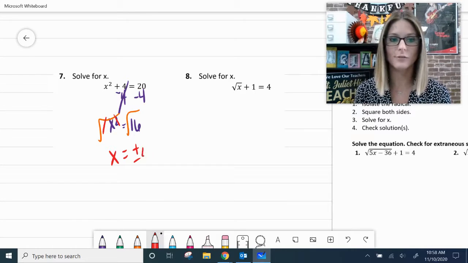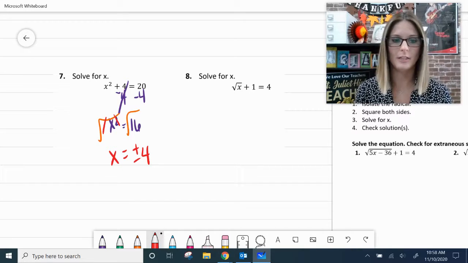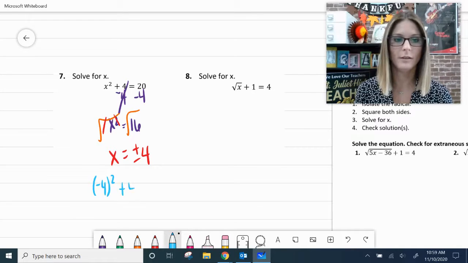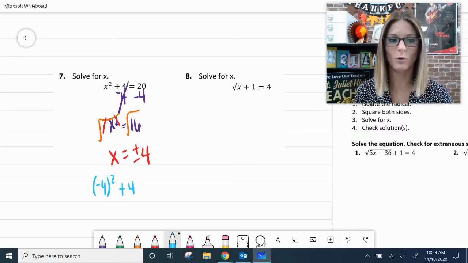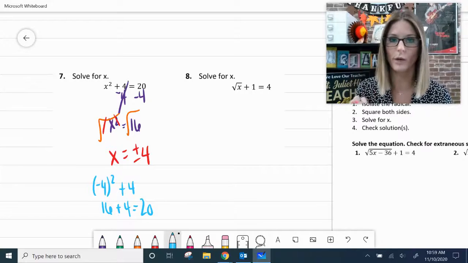The square root of 16 is 4. There is a positive 4 and a negative 4 that would work in this situation. Let me just prove to you the negative 4. If I use parentheses, negative 4 squared plus 4. When I square negative 4, I get 16 plus 4 equals 20. So positive and negative works there. So just as a reminder, if you take the square root in your solving process, you do have positive and negative 4. Let's switch gears and start thinking about our radical equations.